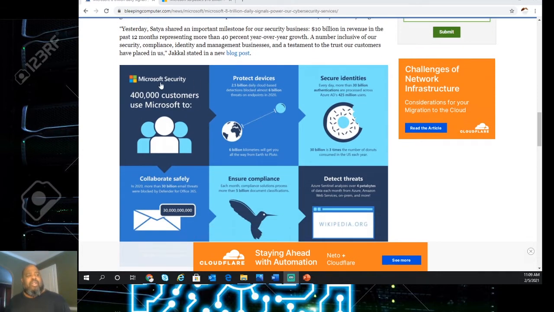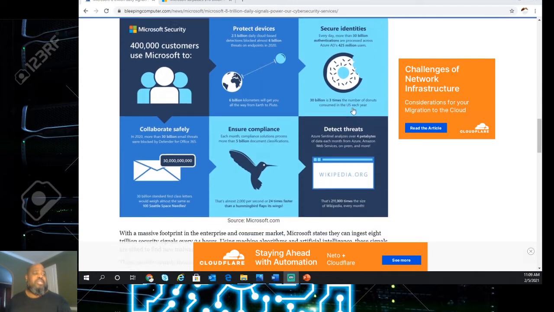Here, with this image, they have 400,000 customers that use Microsoft Security. Protected devices, they have 2.5 billion daily cloud detections and blocked almost 6 billion threats on endpoints in 2020. On security identities, every day more than 30 billion authentications are processed across Azure, with 425 million users. 30 billion is three times the number of donuts consumed in the United States. I don't know why they put donuts in there, even though I do like donuts. But once again, Azure AD has 425 million users.